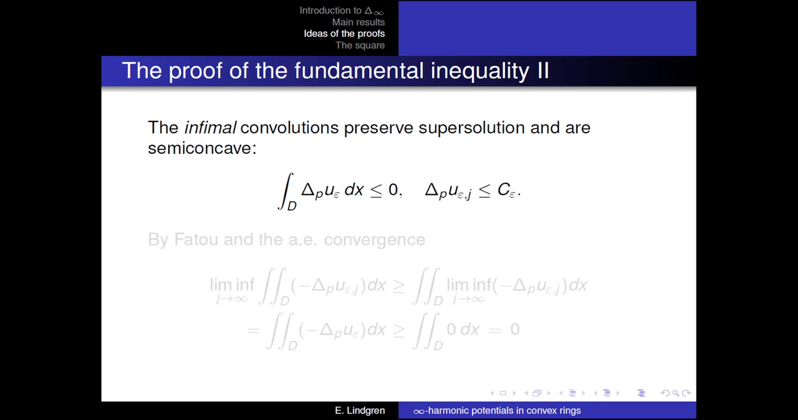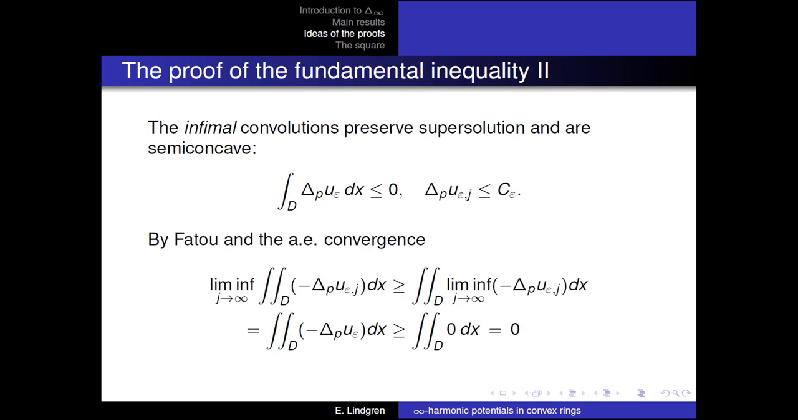So they preserve the supersolution property and are semi-concave. So we have these two properties for this infimal convolution: still a supersolution, and due to the semi-concavity, we can estimate the P-Laplacian of these functions from above. Then we can use Fatou and the almost everywhere convergence, which is very crucial here, to pass to the limit of these modifiers. In fact, if you take the liminf of these, you just put the liminf inside, and this is the epsilon thing, which in fact has the proper sign.